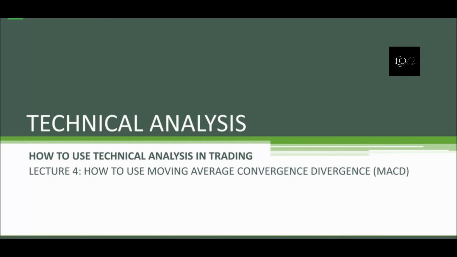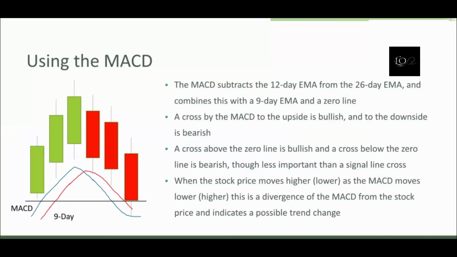Today we're going to be talking about the Moving Average Convergence Divergence, or the MACD. The MACD is a type of exponential moving average. It subtracts the 26-day exponential moving average from the 12-day exponential moving average to get one line, which is the MACD line, and then it combines this with a 9-day exponential moving average, as well as a zero line that the MACD and the 9-day EMA can cross above and below.